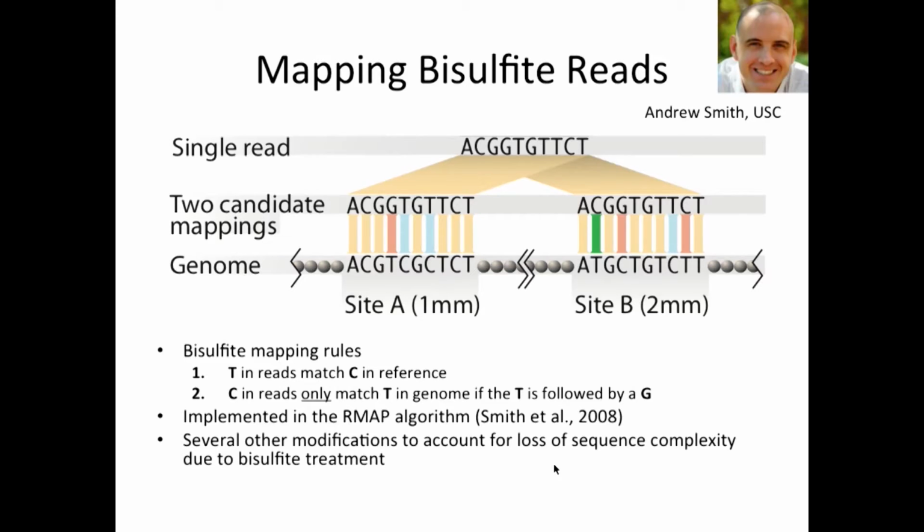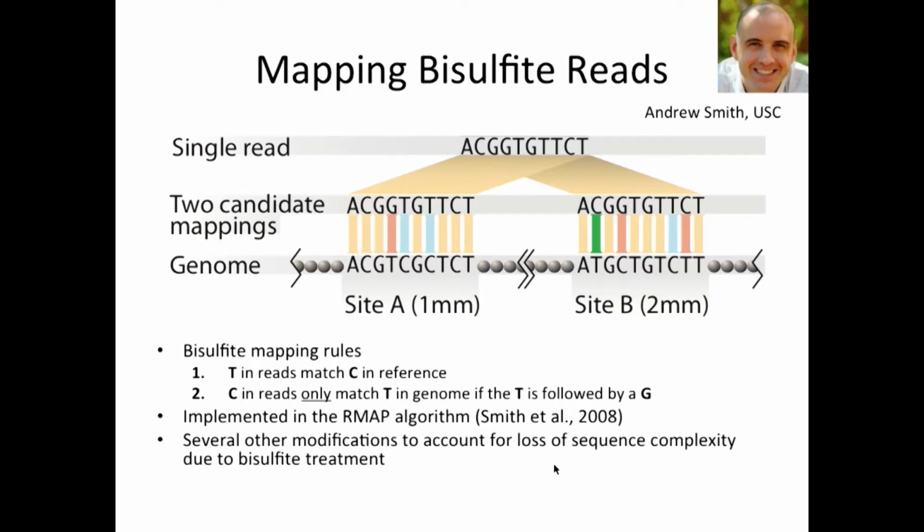Right, so for all of the work that I've done, I've collaborated very closely with a wonderful computational biologist, Andrew Smith. He's a PI at the University of Southern California. He's developed a lot of tools for mapping bisulfite sequencing data, and also a lot of analysis tools for doing many things that I will go into in more detail in a few more slides.